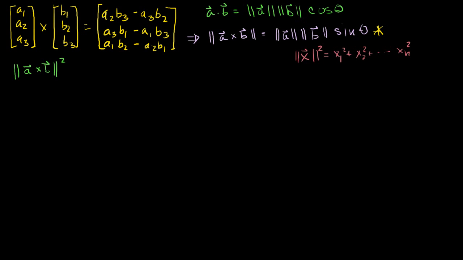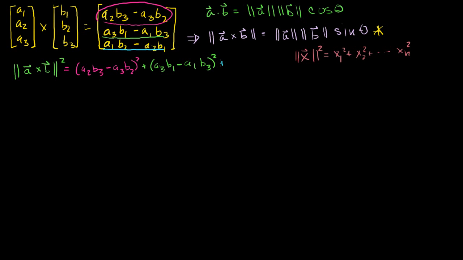So it's equal to, let me write this down, this term squared: a2b3 minus a3b2 squared, plus this term squared, so plus a3b1 minus a1b3 squared. And then finally, plus that term squared. So plus a1b2 minus a2b1 squared.